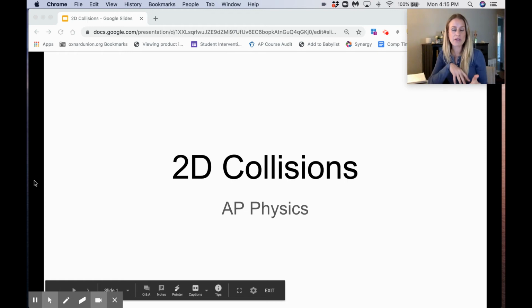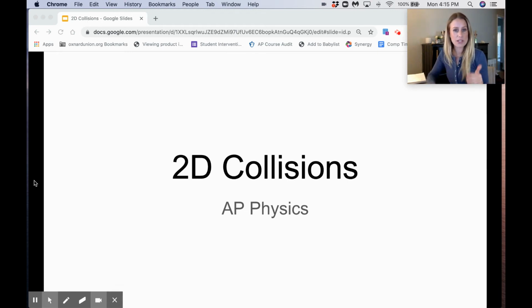All right, so last video we talked about just one-dimensional collisions. This video is collisions in two dimensions, which is pretty much like all of our things in two dimensions. We're going to split it up into X and Y components. All right, that's the main gist of it.